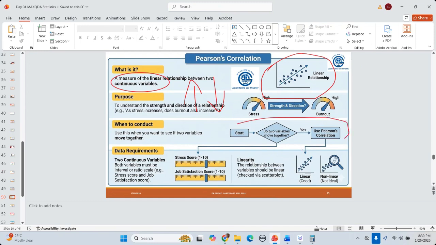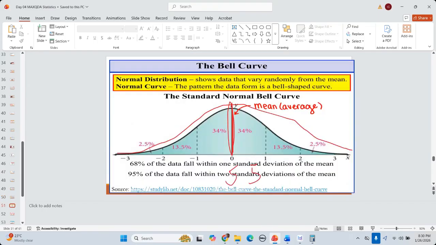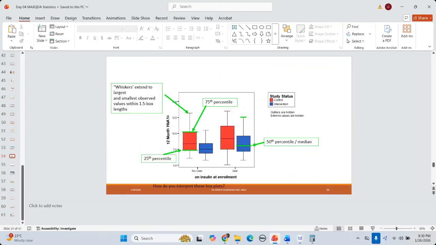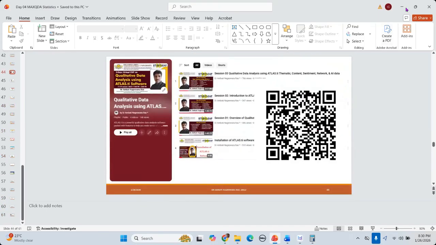And in case we are not able to fulfill the assumptions of Pearson correlation, you can go for the Spearman correlation test. Okay. So this is all about it from my side.